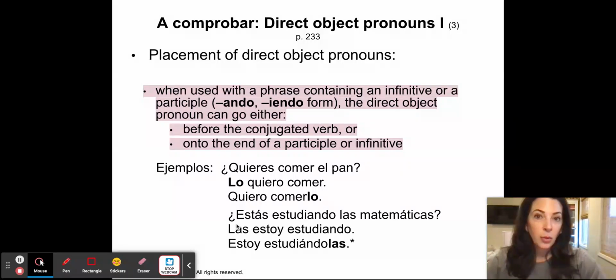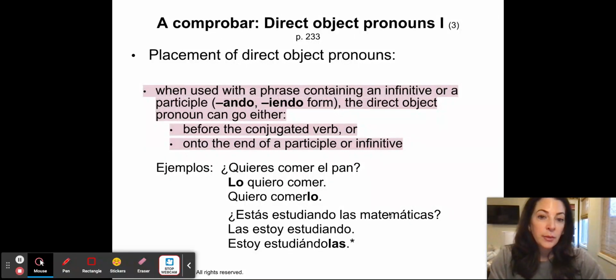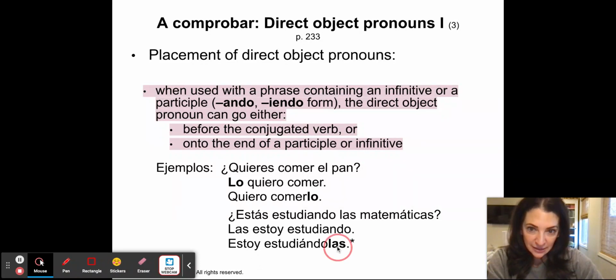And then here's an example with the present progressive. ¿Estás estudiando las matemáticas? So the whole verb is estás estudiando. Who or what are you studying? Las matemáticas. So then we're going to replace las matemáticas with las, see? And we can put it in front of the conjugated verb, las estoy estudiando, or estoy estudiándolas. See?